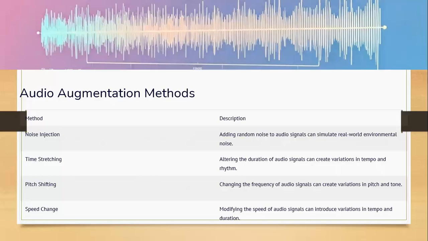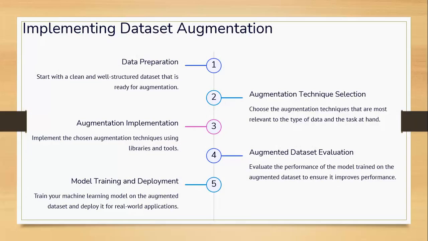So how are we going to implement our data set augmentation? In data preparation, we have to start with clean and well-structured data that is ready for augmentation. If you are using images, you have to consider healthy images, and the same for well-structured audio or text. First, data preparation is very important, and then you can apply augmentation.